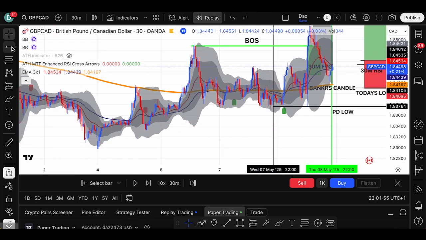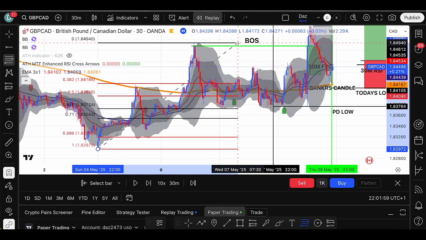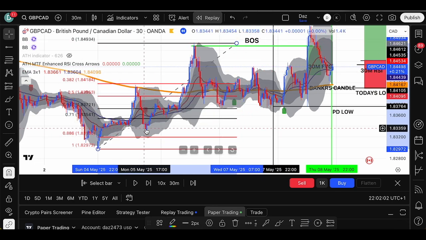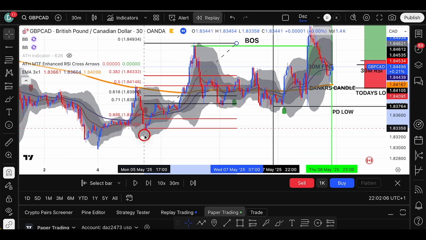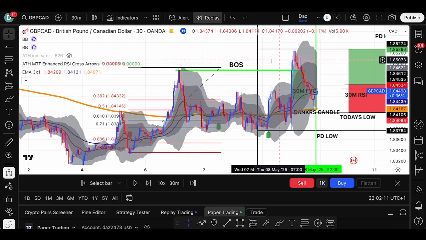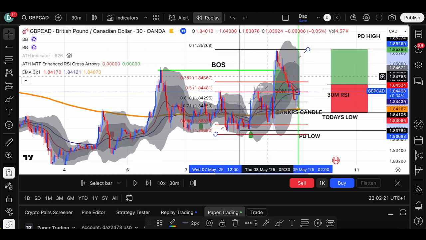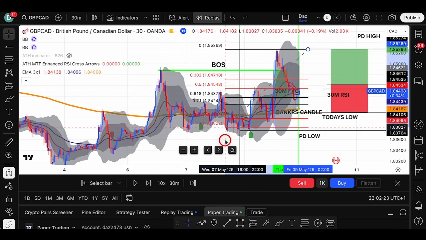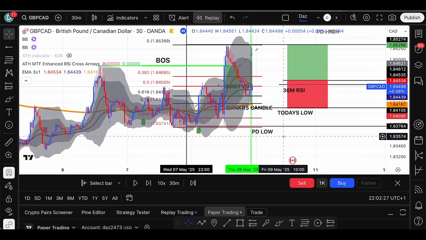Now if you again put a fib out from there, this high broke this high, so this low broke this high, so my fibs would have been there. It hits that and pushes back up again. Right, break of structure, so this is the new low. Okay, there's my range.